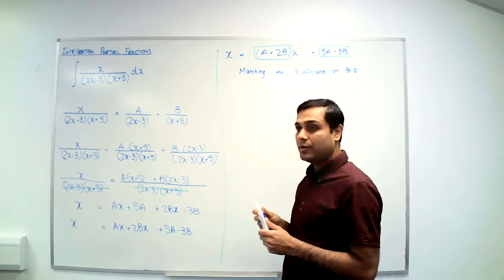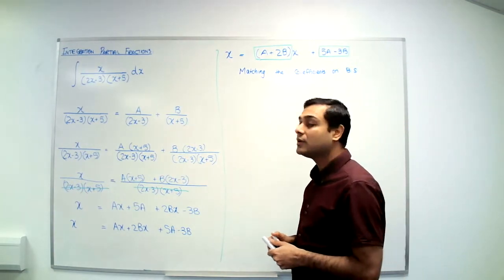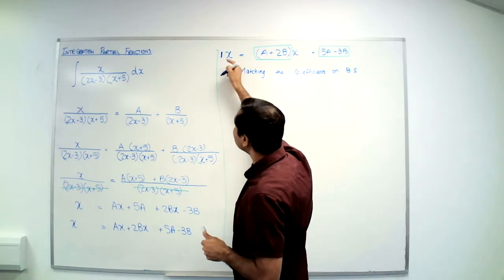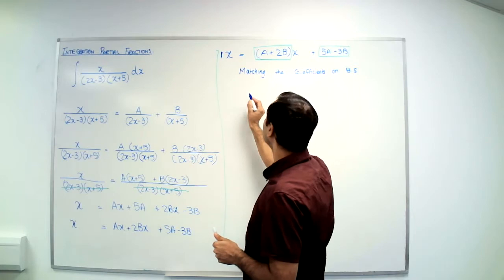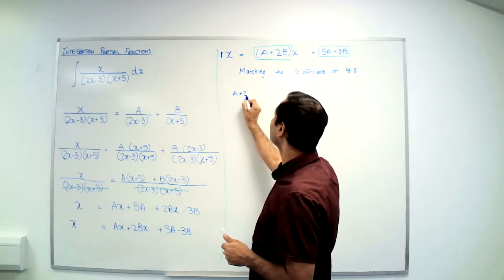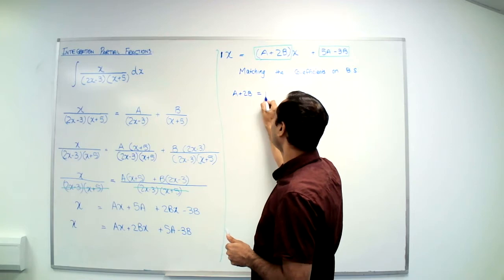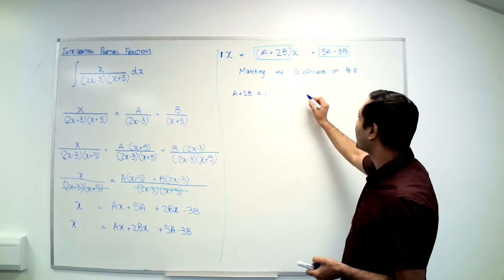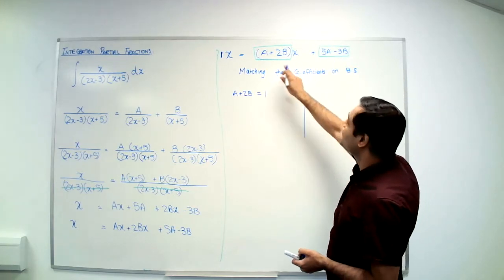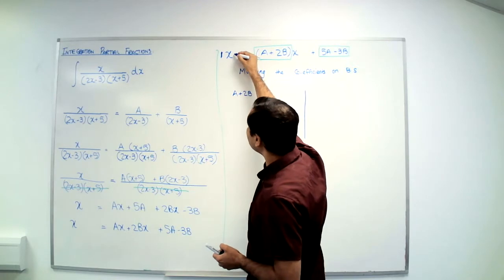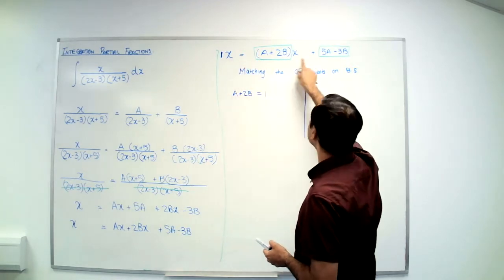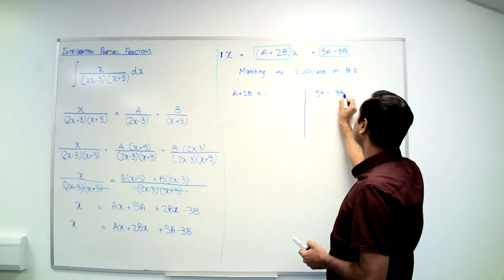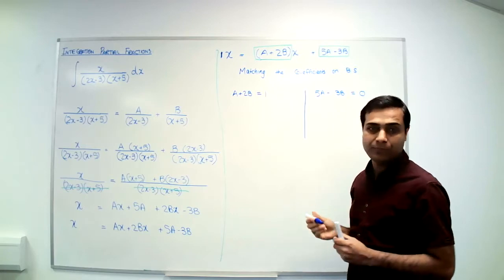Okay. Now, if you have a look, this is an x, and if you have a look on this side, there is an x, and the coefficient is 1. So, which means a plus 2b equals 1. If they are equal, that's how it's going to work. And next thing, there is no constant. Well, there is. I can't see, but there is. It's a plus 0, which I cannot see. So 5a minus 3b equals 0.